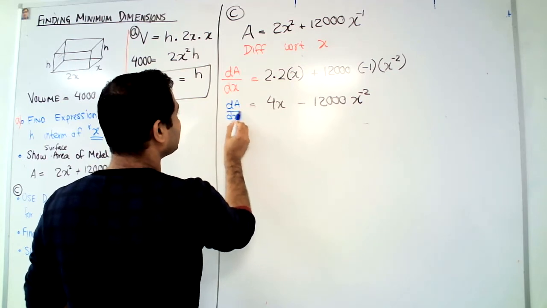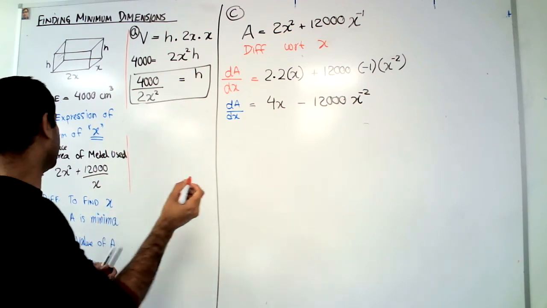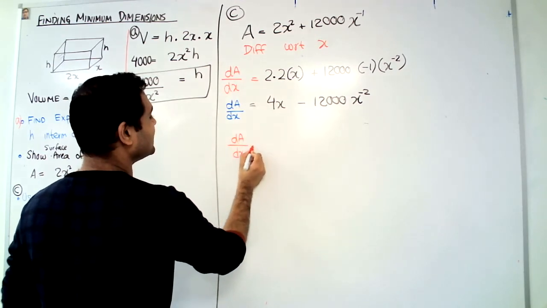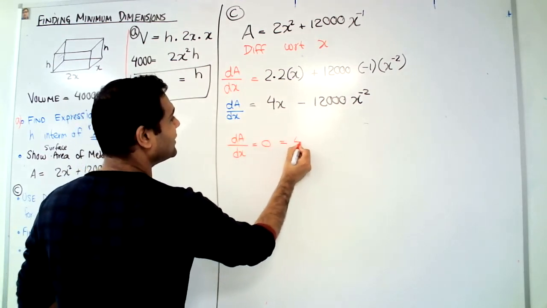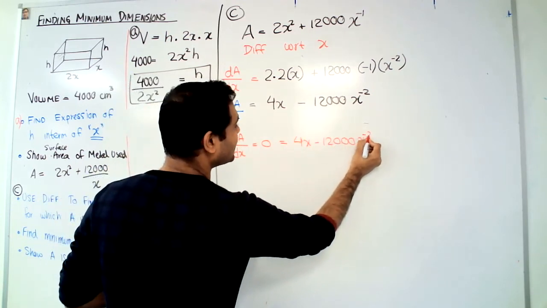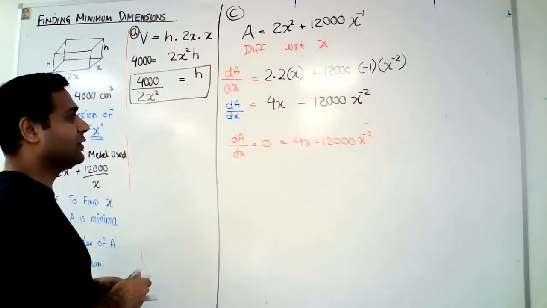over dx. Now the question is, for which x is A a minimum? To find x when A is a minimum, you know when these are minima or maxima, it is a turning point. And we need to show it is a minimum. So to find it, we need to make dA over dx equal to 0, which means 4x minus 12,000 x to the minus 2 is 0. Okay, now we need to solve that one.